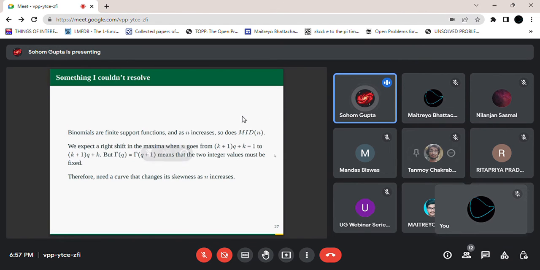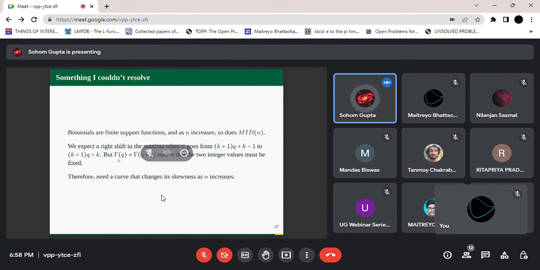And why is this difficult to understand? Because binomials are generally finite support functions, from 0 to n. So as n increases, your support also increases. If n increases to n plus 1, the support is increasing, and so does your MID. Basically, if you keep k constant and increase n, it will get stretched out, more and more right shifted, and the MID should increase. So technically, if your remainder increases, if this number k plus 1 q plus k minus 1 goes to k plus 1 q plus k, we expect a right shift in the maximum.